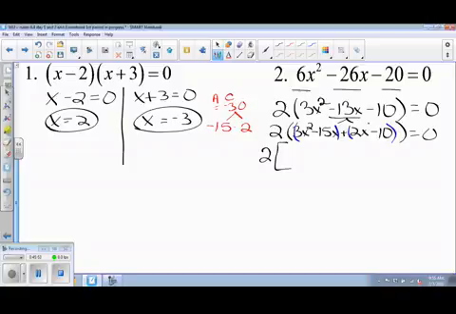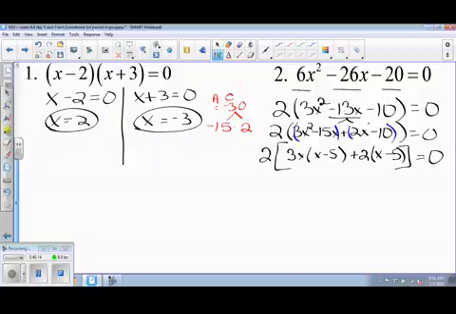So when I take my greatest common factor out of my first group, that's what? 3x, leaving me with x minus 5, right? And my greatest common factor in my second group is 2, leaving me with x minus 5. And all that's equal to 0.